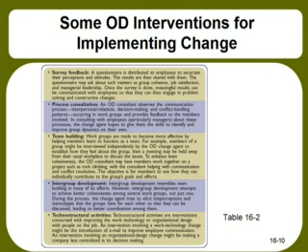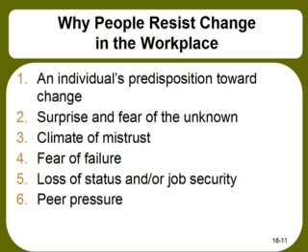Continuing our discussion from the previous slide, Table 16-2 identifies 5 organizational development interventions for implementing change. These include the use of survey feedback, process consultation, team building, intergroup development, and technostructural activities.